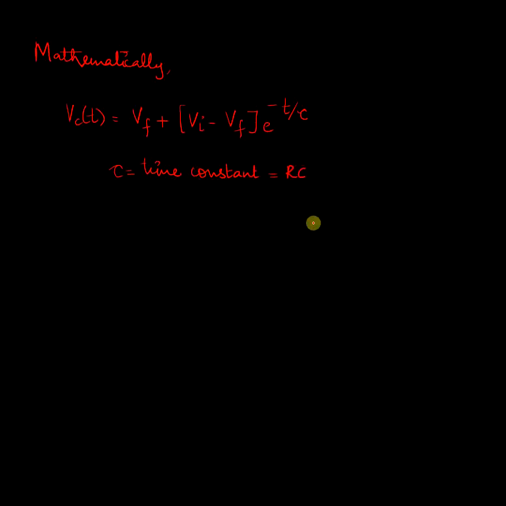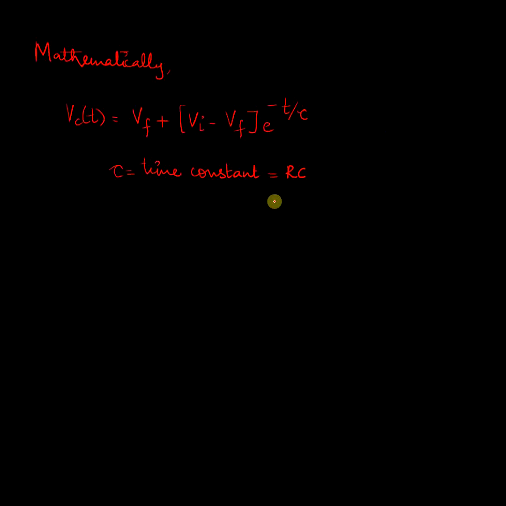Mathematically, the expression can be given as Vc of t equal to Vf plus (Vi minus Vf) e to the power minus t divided by tau. Since we are talking about RC circuit, tau basically corresponds to the time constant, which is the product of R into C. So this time constant gives you the decay in the waveform.